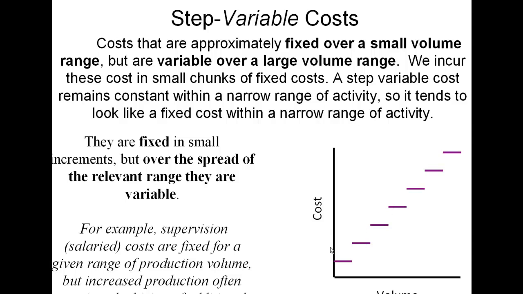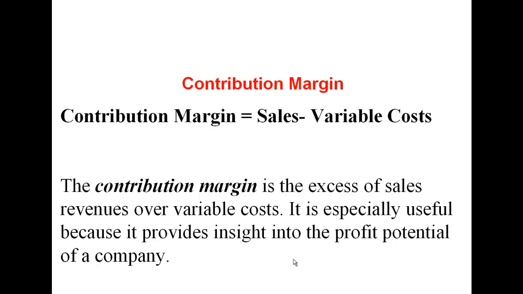So for example, supervision costs are fixed for a given range of production volume, but increased production often requires the hiring of additional supervisors. So maybe each supervisor can supervise 10 people working on the assembly line, right? So as production increases and we need more people, these are fixed, then it has to go up to get another supervisor for another 10 people. It's good for 10 more until we get past that point, and we need to keep going up like that, right? So that's very different. There's all types of different graphs we could put together to show different types of costs, but these are some of the more common. I'd like to take a minute here to talk about the contribution margin.